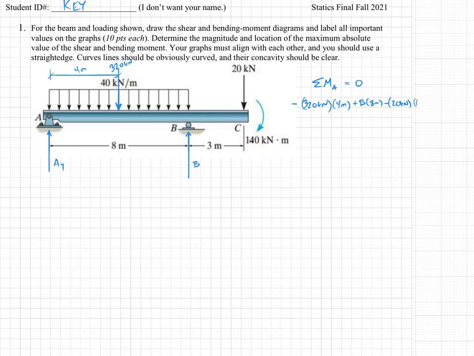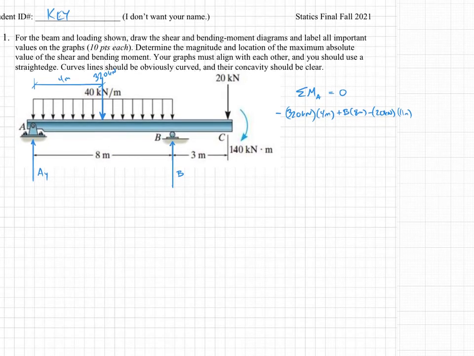Its distance is 11 meters, which is kind of an annoying number, especially when everything else is divisible by 4. But lucky for you, I spent a little time last night figuring out what that moment should be, and I made it so there's an extra moment right there, that 140 kilonewton-meters being applied. I intentionally worked it out so it would give you a nice clean number. So B comes out to, not as clean as we would like, but 205 isn't so bad, if you do the algebra. It could have been worse.